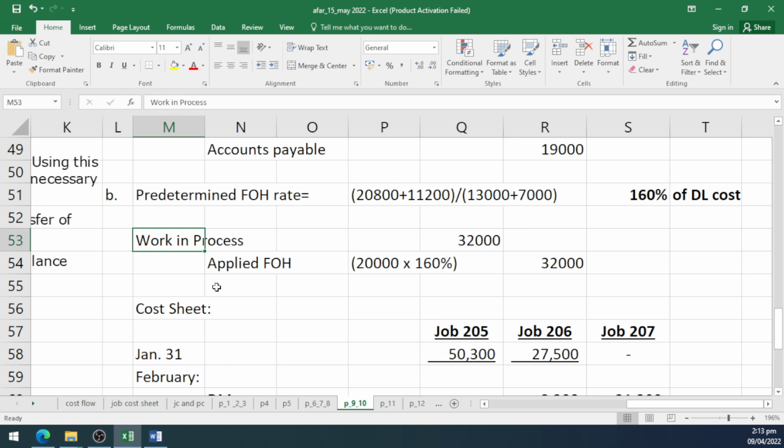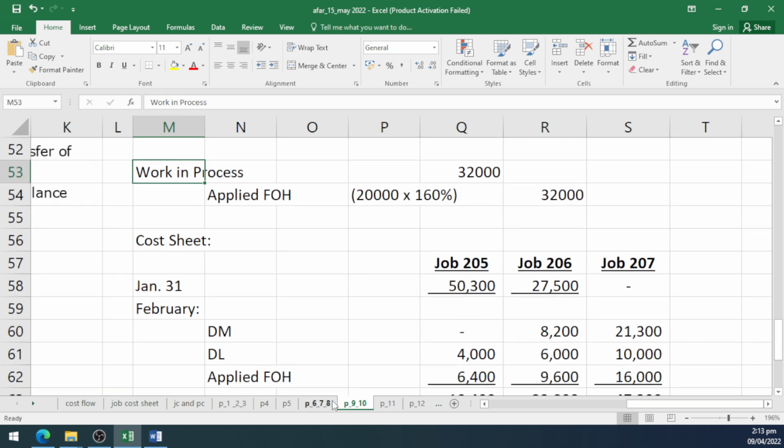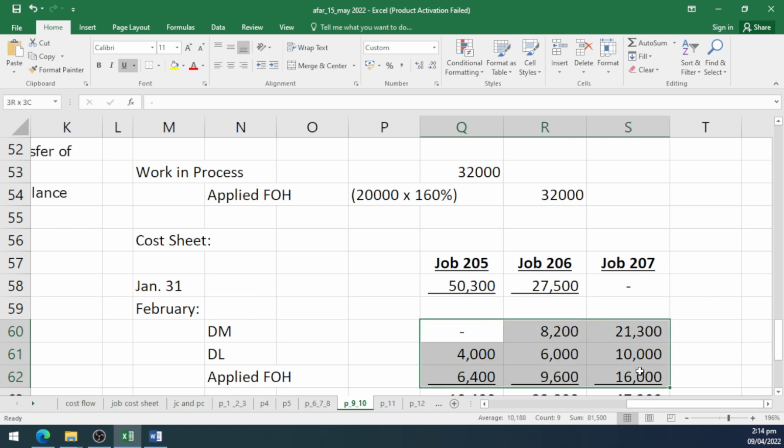Ngayon, isummarize natin sa cost sheet. 205, 206, 207. 205 and 206 had been in the process last month. And the accumulated cost is this, 50,300 for 205, 27,500 for 206. That's the beginning work in process actually. Ito yung cost incurred during February. Ito yung total manufacturing cost.